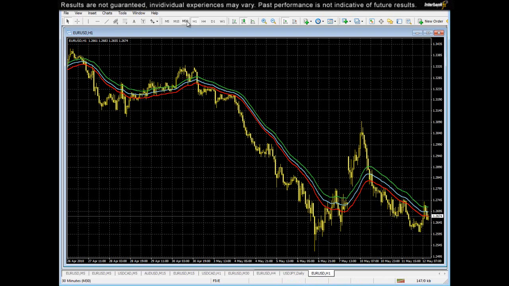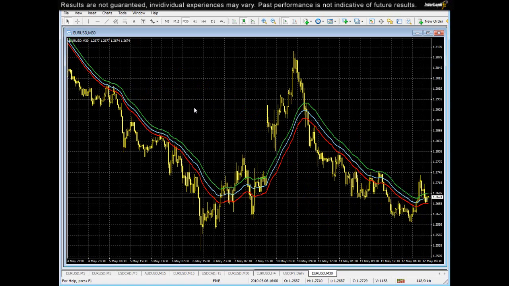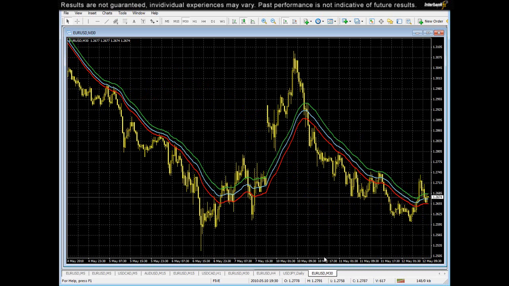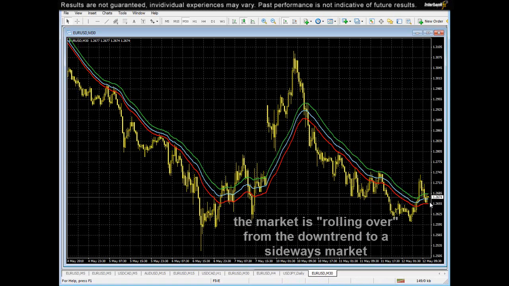If I jump over to the 30-minute chart, the 30-minute chart has a look back of basically 1 to 2 weeks. So here I have about 1 week, and I can see what that rollover is when I go to a 30-minute chart. So here, that rollover is trying to settle into what will either be an accumulation or distribution cycle. The main difference being volatility.